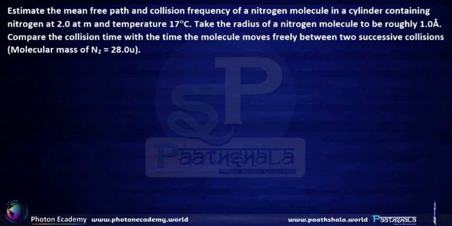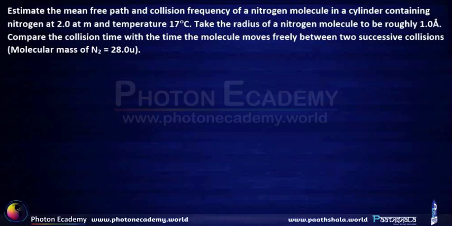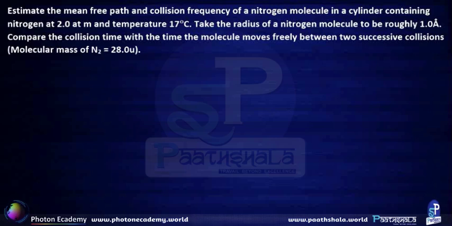Estimate the mean free path and collision frequency of a nitrogen molecule in a cylinder containing nitrogen at 2 atm and a temperature of 70 degrees Celsius. Take the radius of a nitrogen molecule to be roughly 1 angstrom. Compare the collision time. The molecule moves freely between two successive collisions, and take the molecular mass of nitrogen as 28.0. So we'll see the solution part of this question.